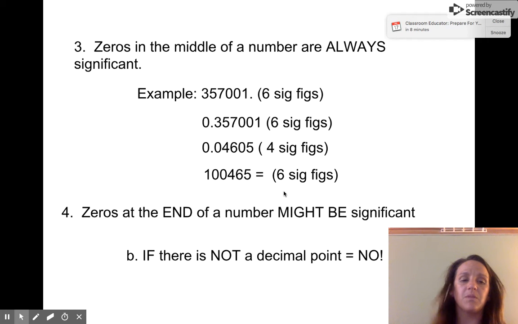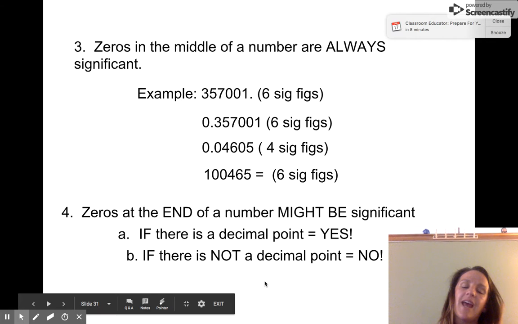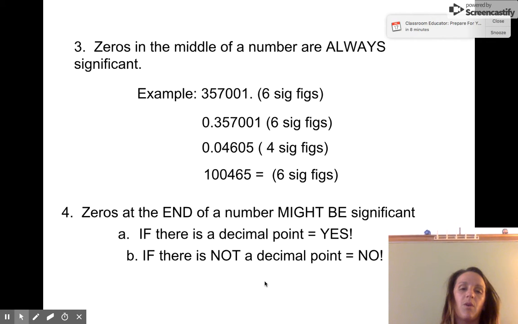Now, last but not least, we're left with zeros at the end of a number. And this one is the trickiest. So if it's at the end of a number, it might be significant. It all depends on if there is a decimal point present anywhere in the measurement. So if the zeros are at the end, that means they come after the last digit that's not 0. If there's a decimal place anywhere in the number, they are. If there's not a decimal place anywhere in the number, they are not.